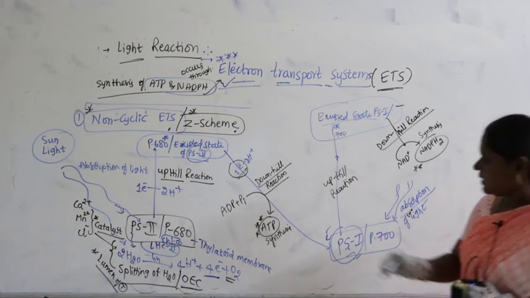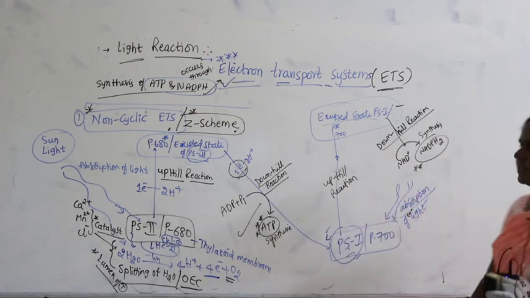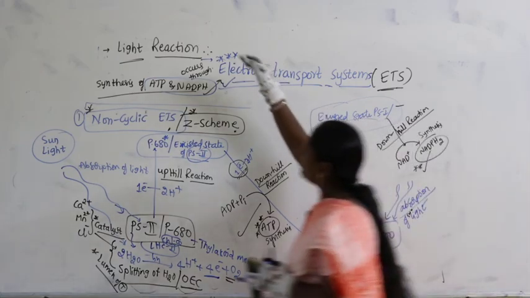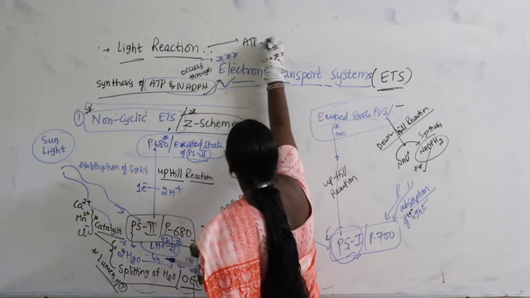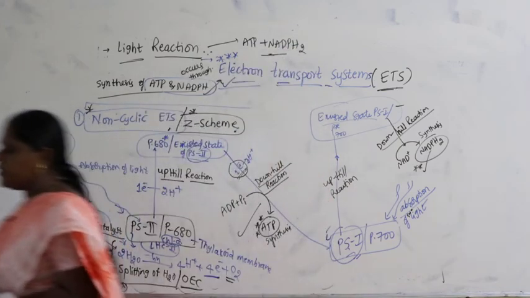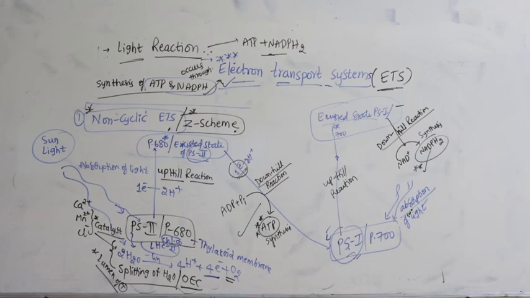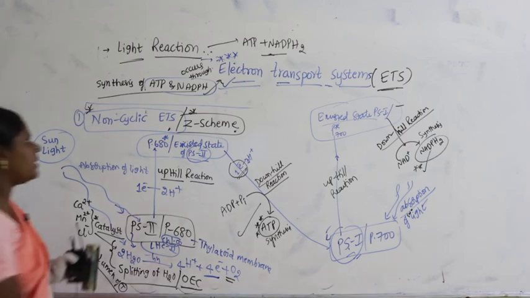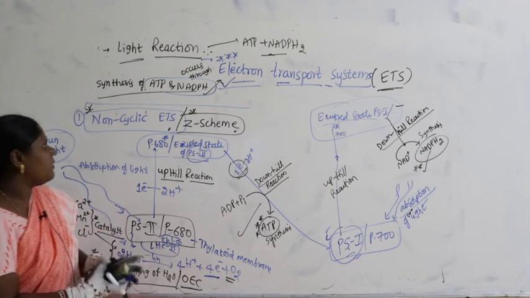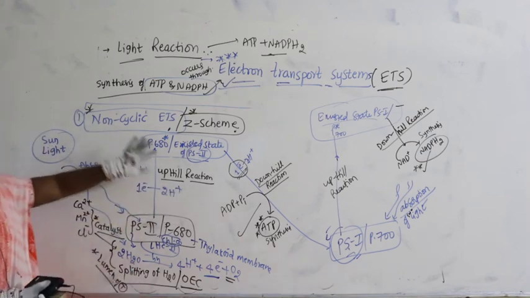What gets synthesized here? ATP gets synthesized, and NADPH2. So what are the end products of the light reaction? A synthesis of ATP plus NADPH2. This is very important. This is called the non-cyclic Z scheme.